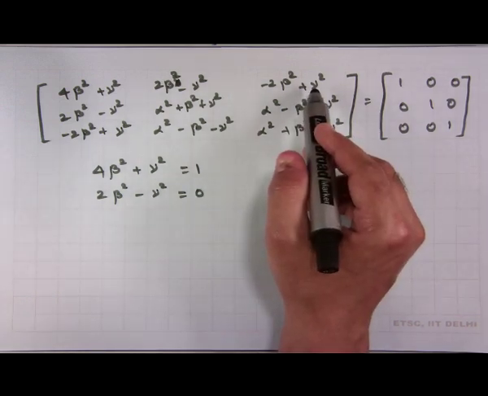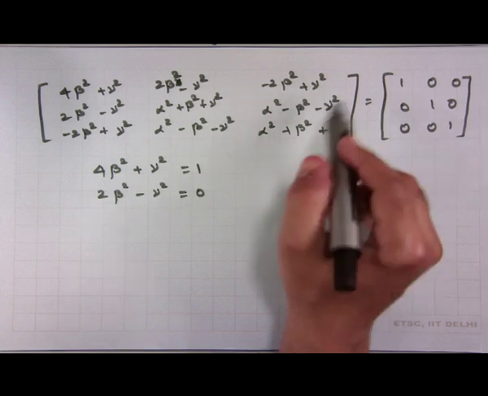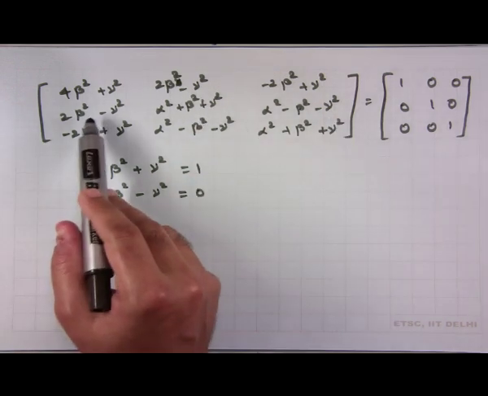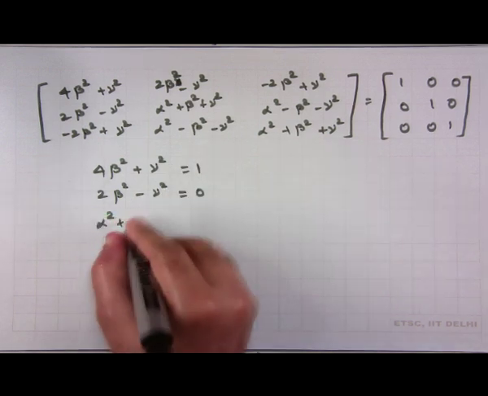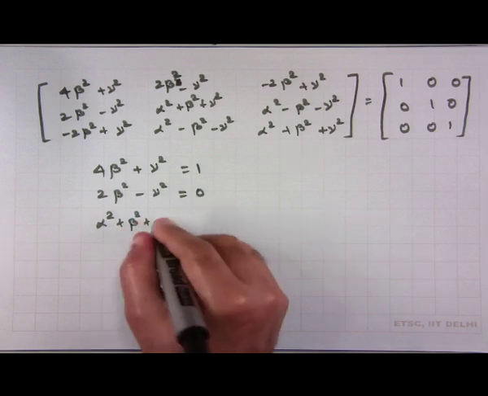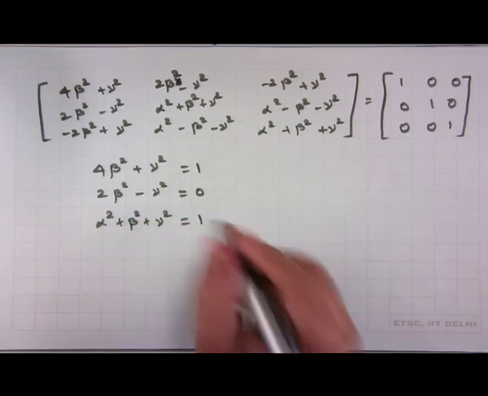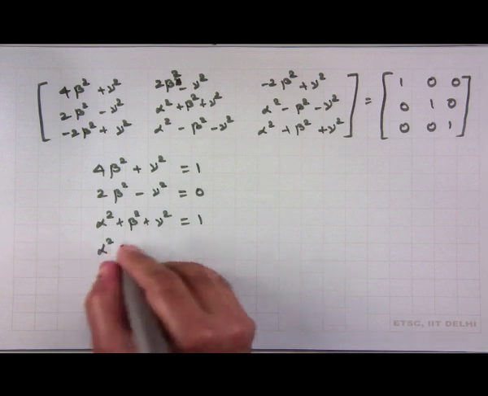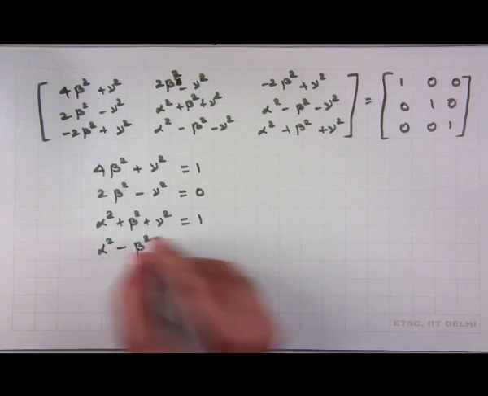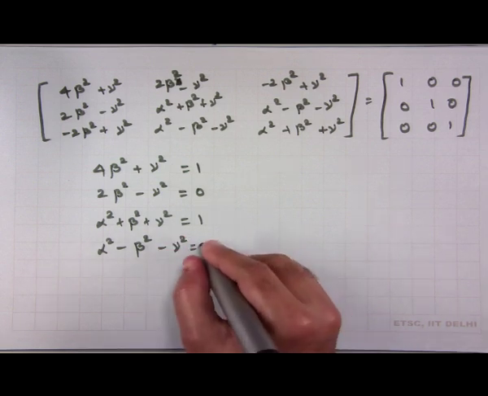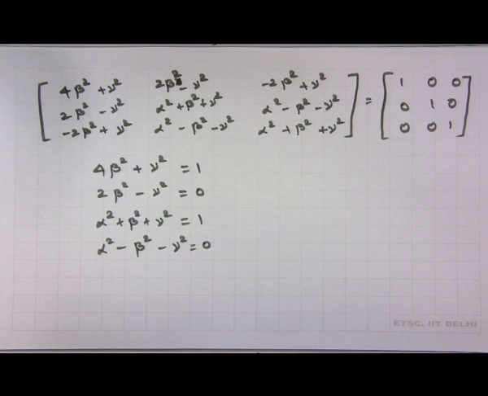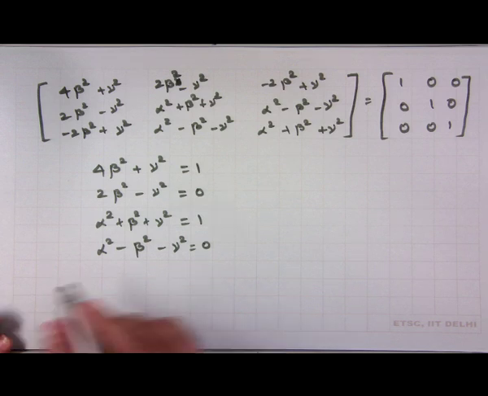Third one: this is same as the second, and the fourth one is again same as this. Next one, alpha square plus beta square plus gamma square should be 1, and alpha square minus beta square minus gamma square should be 0. These are the 4 equations that I have. Now, let us try to solve them.